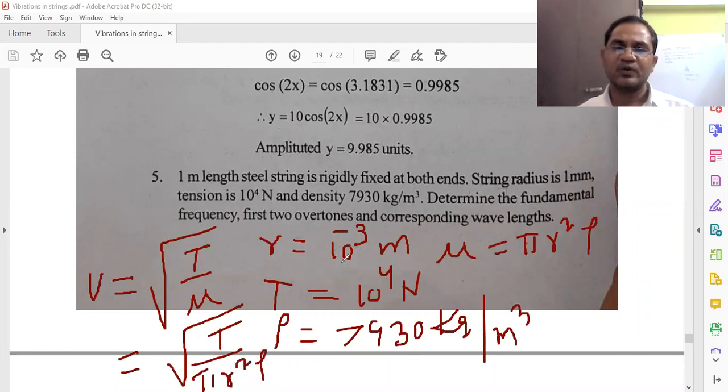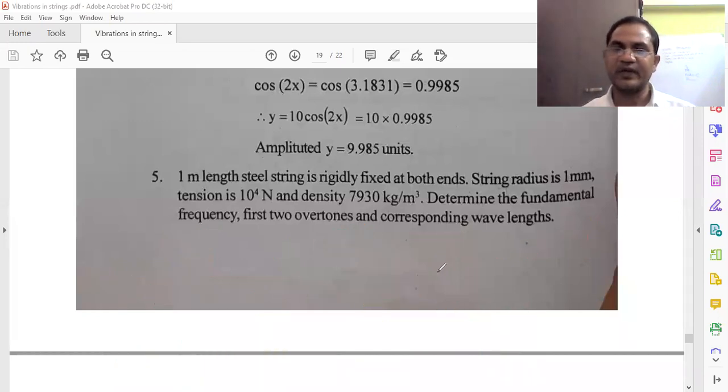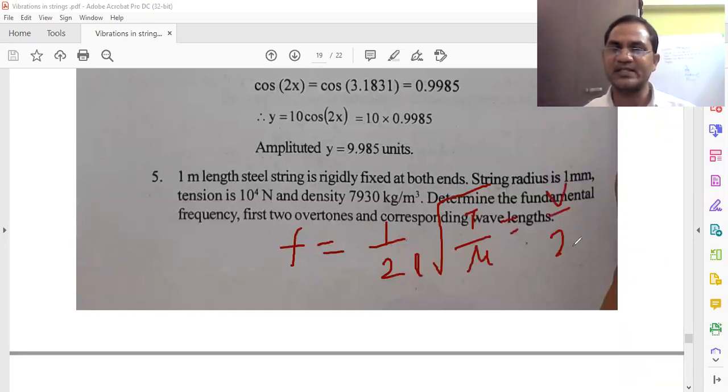So we know the tension T, radius and density values. Substituting those values, you can get the velocity of the transverse wave. After getting the velocity, you calculate the fundamental frequency. What is the fundamental frequency of the stretched string? 1 by 2L under root capital T by mu. Capital T by mu under root is nothing but the velocity of the wave, so f is V by 2L.